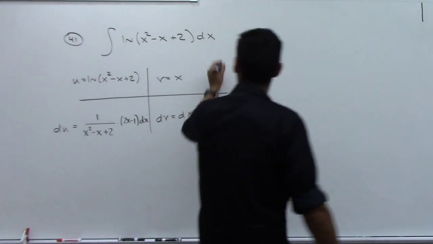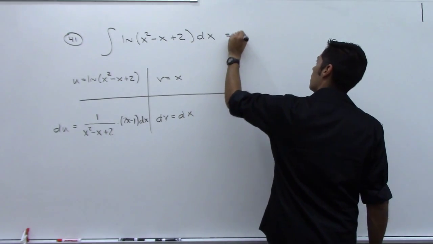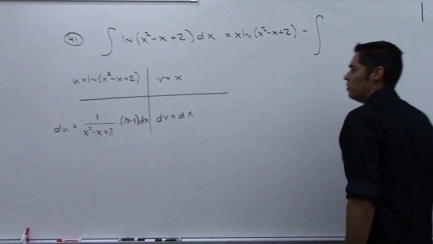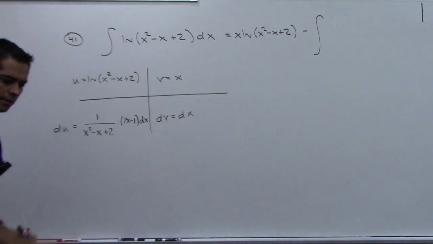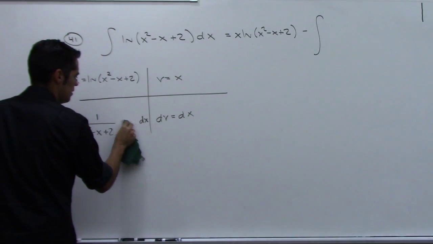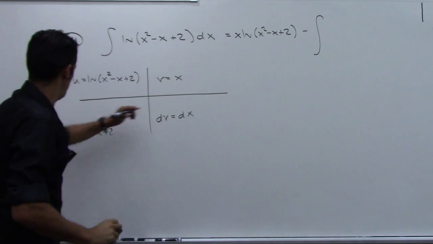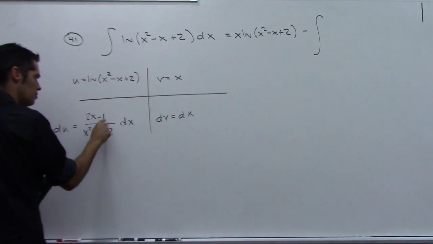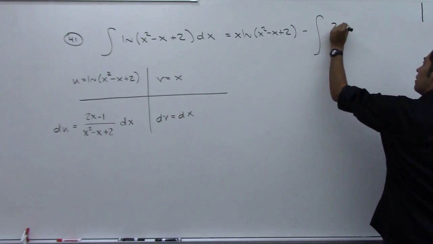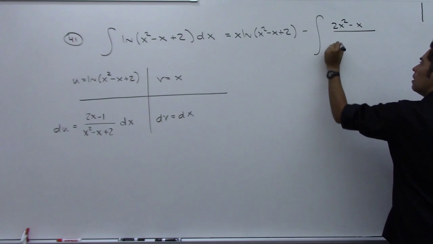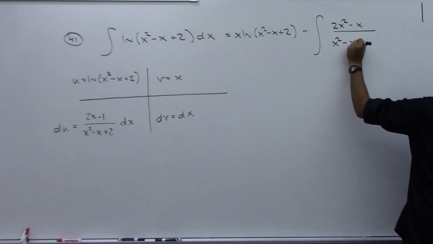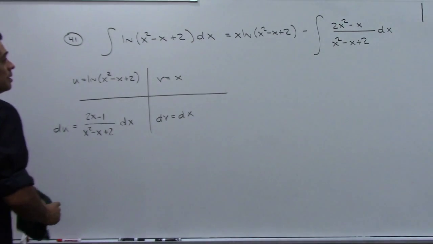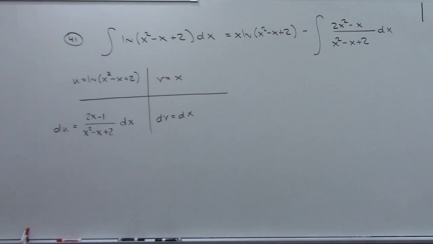So this integral becomes ultraviolet, these two multiplied, so x natural log of x squared minus x plus 2, minus the integral of voodoo. Now voodoo are these two multiplied together, and keep in mind that this 2x minus 1 is really up on top like this. So when you multiply this times this, the x distributes through the top. So you get 2x squared minus x over x squared minus x plus 2 dx. And that is a rational expression, polynomial divided by a polynomial. The powers are the same, so I've got to do long division first.